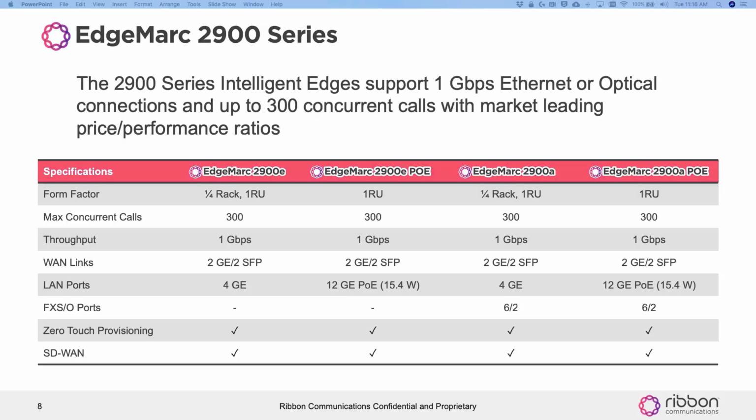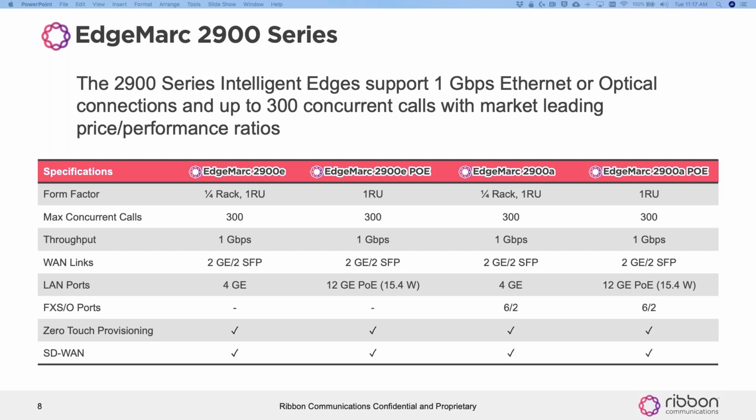Just a quick picture of the capabilities of an EdgeMarc from an operational perspective. As you can see, they're small devices, a quarter rack, 1 RU high. The PoE device, because of the number of ports, is a full rack wide. Each is capable of handling 300 concurrent calls.